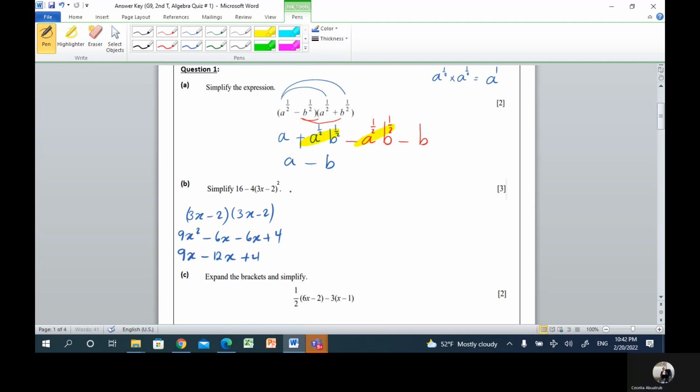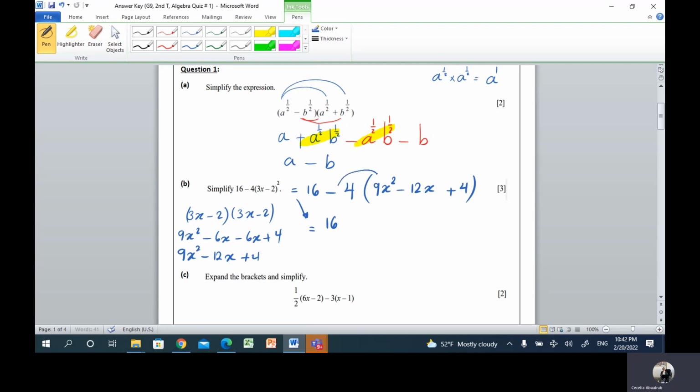So the 16 is going to remain the same, the minus 4 is going to remain the same. And here that 3x minus 2 to the power of 2 can be replaced with the expression 9x squared minus 12x plus 4. Under the equal sign, 16 will remain the same.